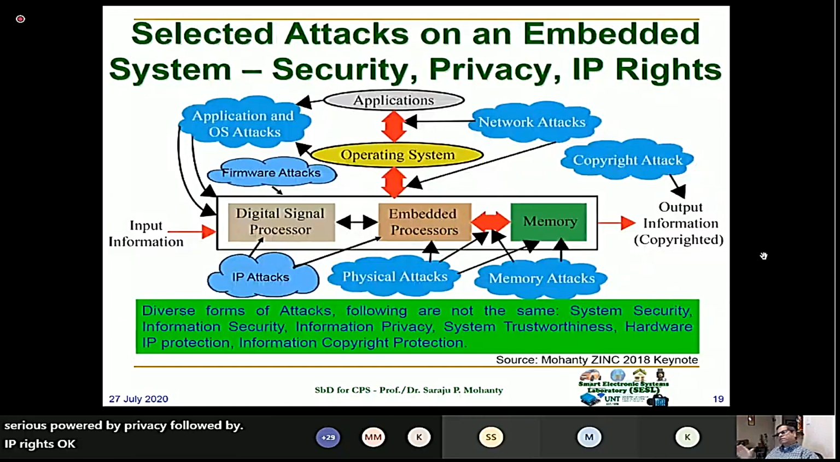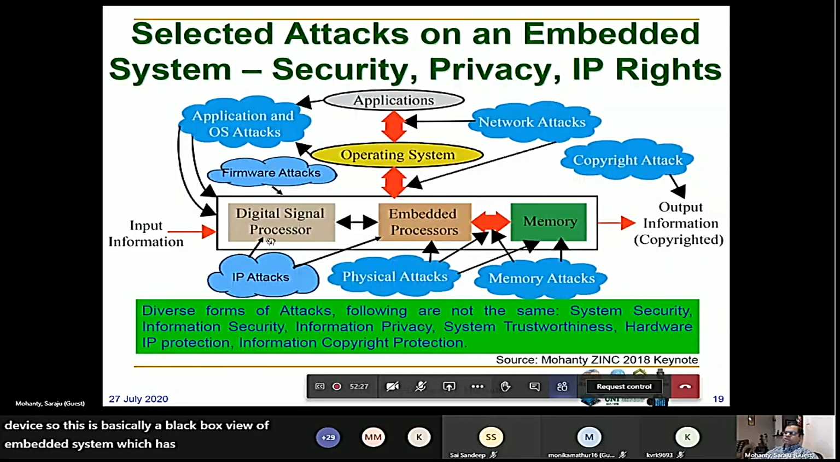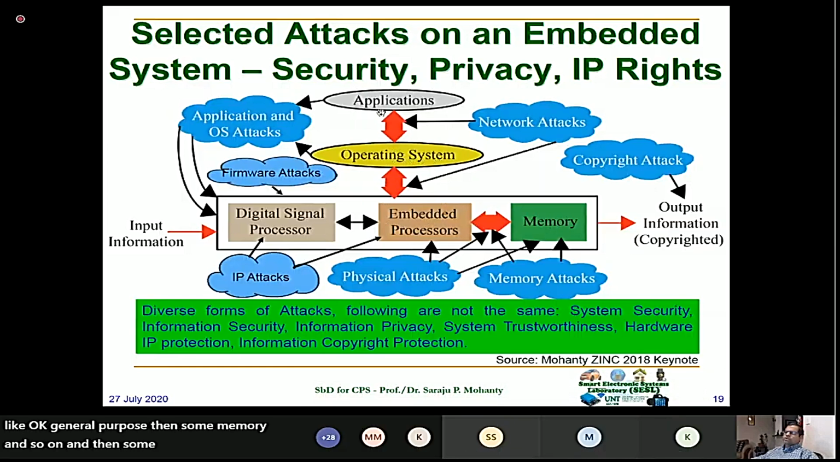Now, when I look at a specific embedded device, this is basically a black box view of an embedded system, which has some ASIC, DSP kind of, then some general-purpose embedded processor, some memory and so on, and then some operating system, with applications running on top of it. This embedded system is processing some information and generating certain information.